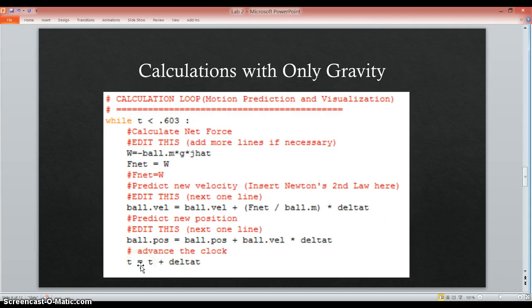Here is the motion prediction and visualization for the calculations with only gravity. We use a reiterative while loop set with the time of 0.603 seconds, and we set the value for the weight as negative ball mass times the magnitude of gravity times the direction j-hat. This weight is set as the net force. And again, just as in the previous lab, we calculate velocity and use this velocity to calculate the position of the ball as it moves downwards.